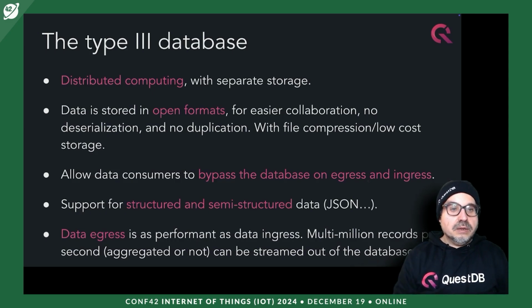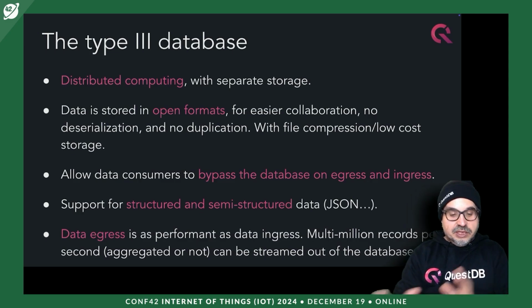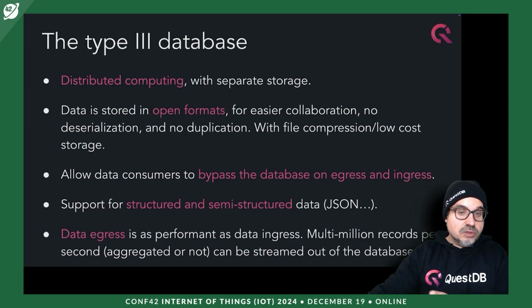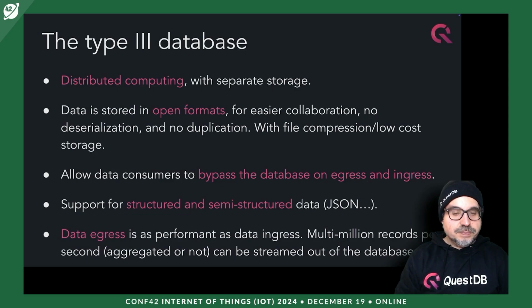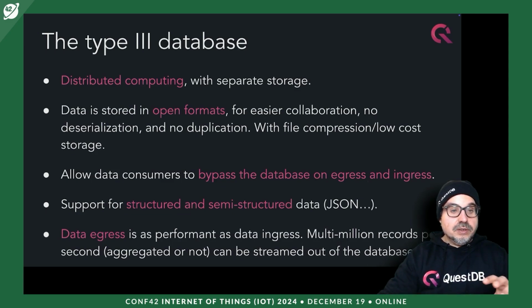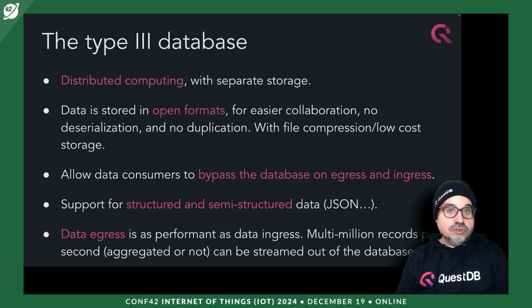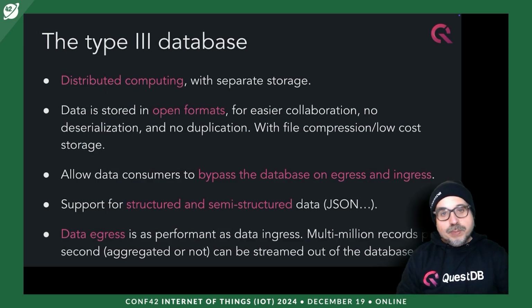So the first component of a Type 3 database is distributed computing, which basically means you have storage separate from computation. Probably the storage might be even an object store, like Amazon S3 or Azure Blob Storage. And you have computation separated from that, so your queries can execute on several machines and return faster. The second part, as I told you already, is storing the data in open formats. If your data is stored in an open format that many tools can use, whenever you want to reuse that data for anything, you can skip completely the database.